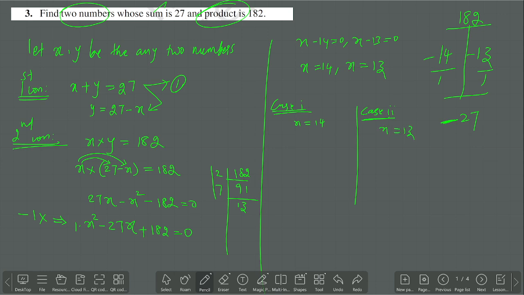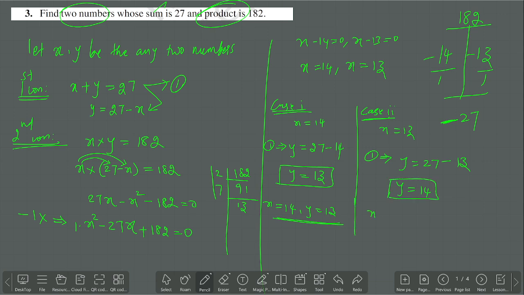When x is 14, what is the y value? From equation 1, y equals 27 minus x. Substituting x as 14, I get y is 13. This is one answer. Now again, y equals 27 minus 13, and when I subtract, I get 14. So when I give x as 13, I get y as 14. This is one more answer.